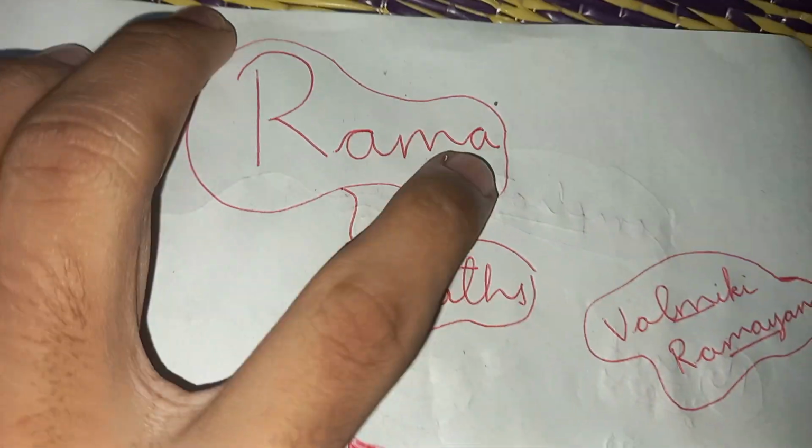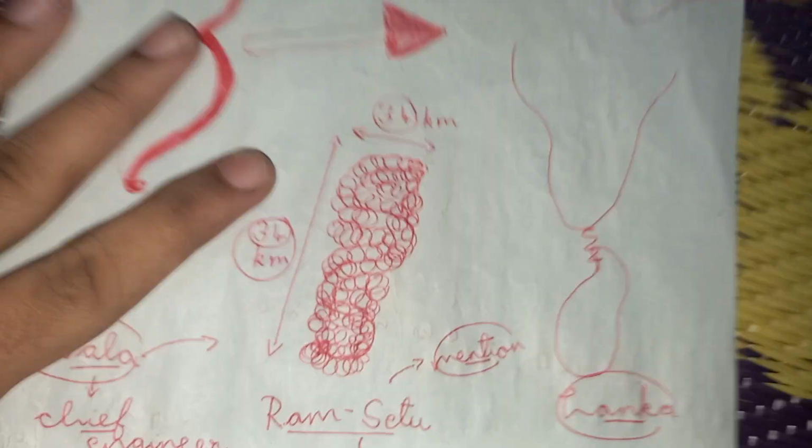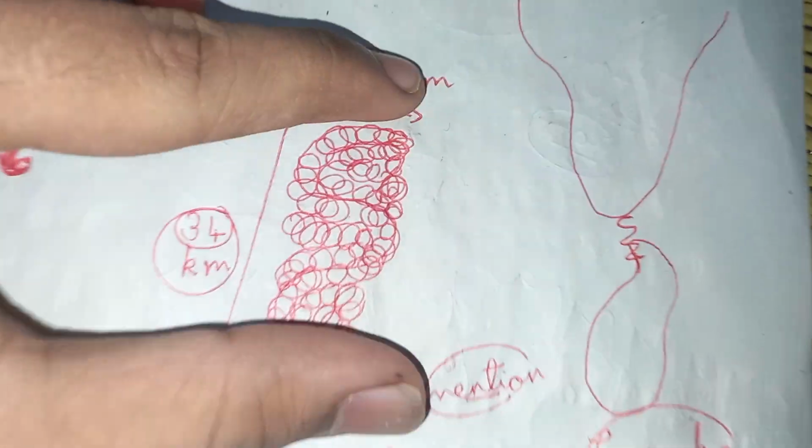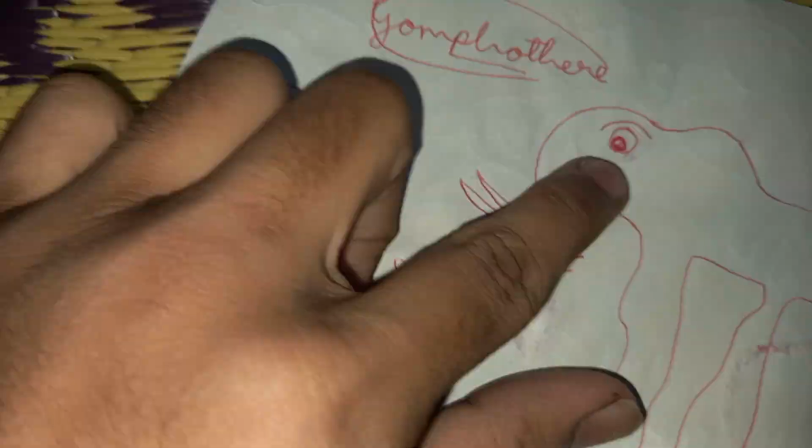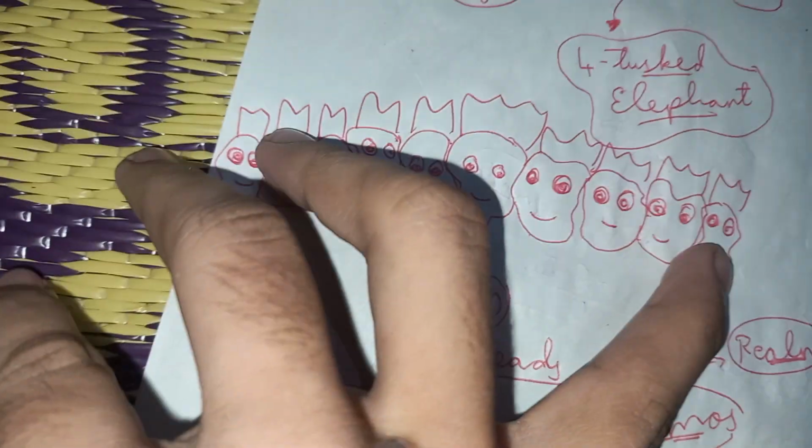Hey dude, do you know that there is a huge amount of maths involved in the story of Rama, or the Ramayana? Yes, I'm going to tell the story by the Valmiki Ramayana. Do you know the different stories about Adam's bridge, Hanuman jumping from Rameshwaram to Sri Lanka, the elephant which has 4 tusks, and even Ravana who has 10 heads? I'm going to tell each of them in this story.